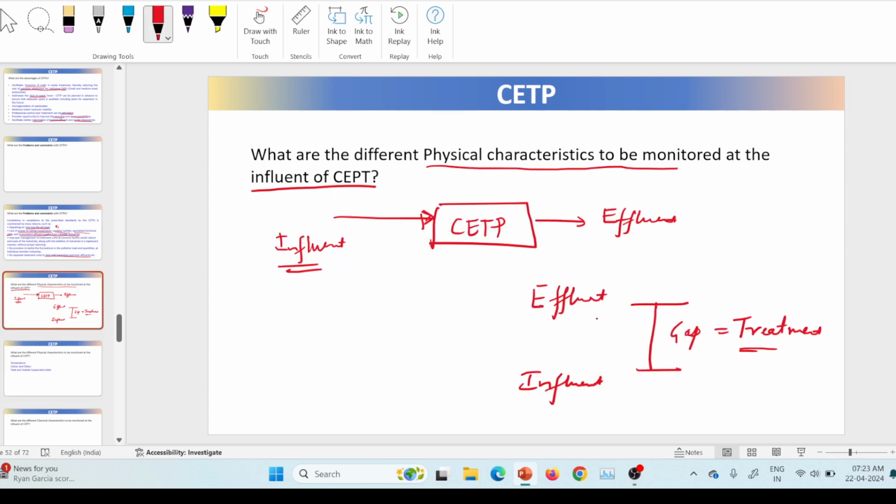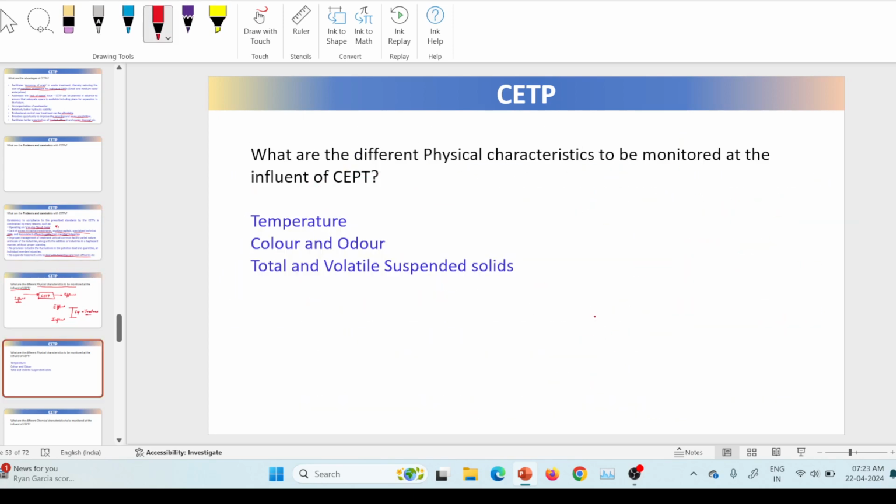So the physical characteristics are temperature. We need to see how much the temperature is. Color. How is the color and odor? And what are the total and volatile suspended solids? Total suspended solids and volatile suspended solids. These are the physical characteristics which need to be monitored at the influent of CETP.